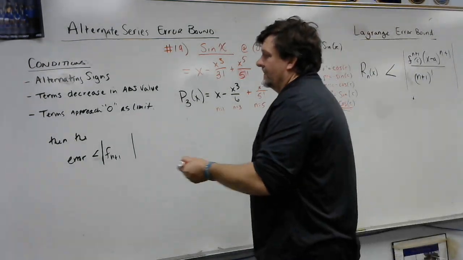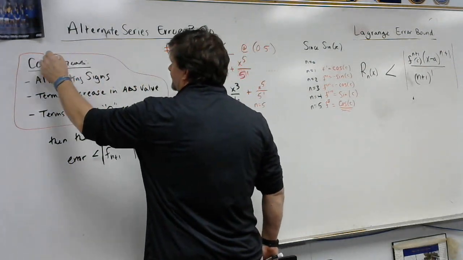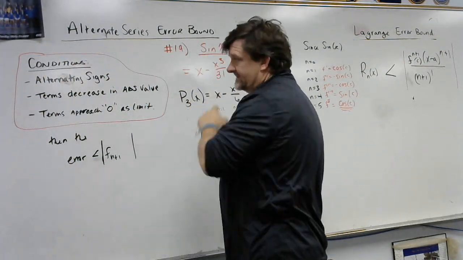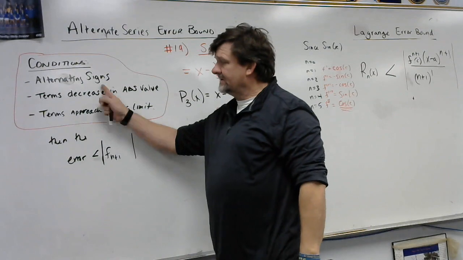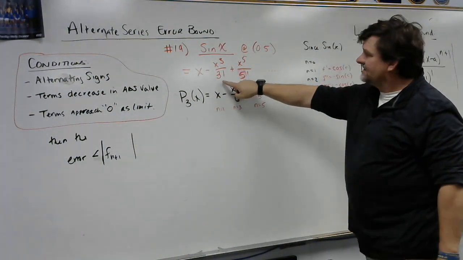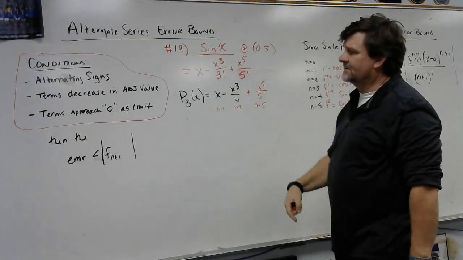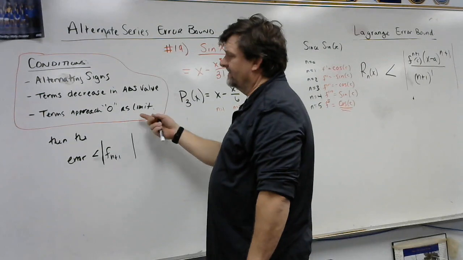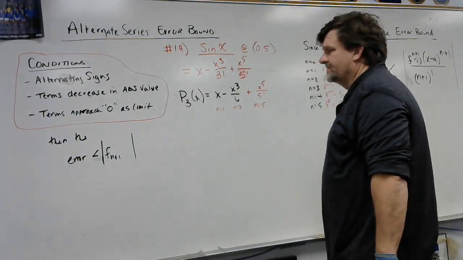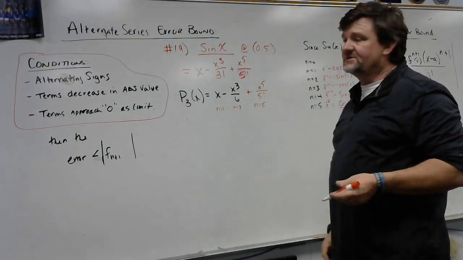One of the things that came up when you guys were looking at that AP Classroom piece, alternating series, there's conditions. It's got to have alternating signs. The terms have to decrease in absolute value like this. The absolute value of this term gets smaller and smaller as it goes. And then the terms approach zero as a limit. So if we did n approaching infinity, they'd approach zero as a limit.